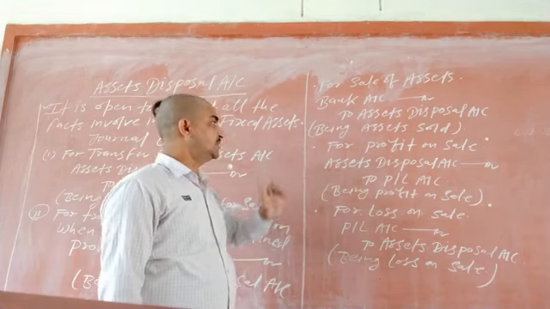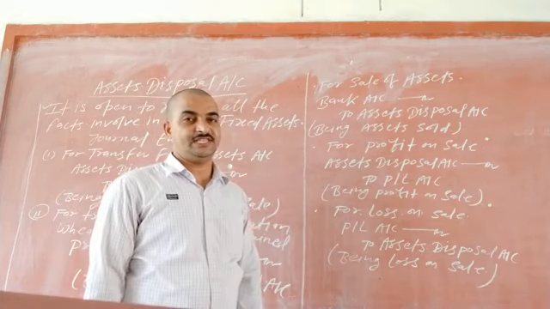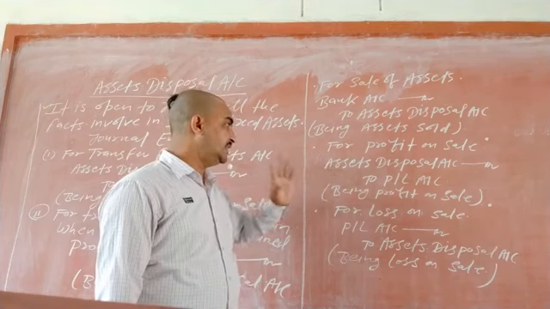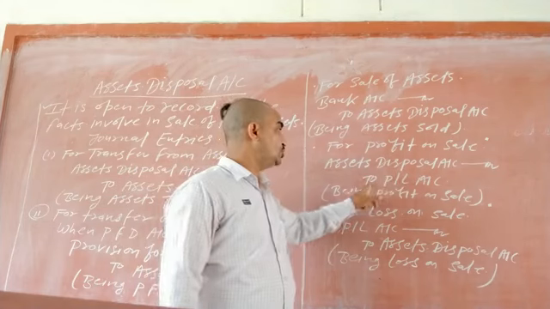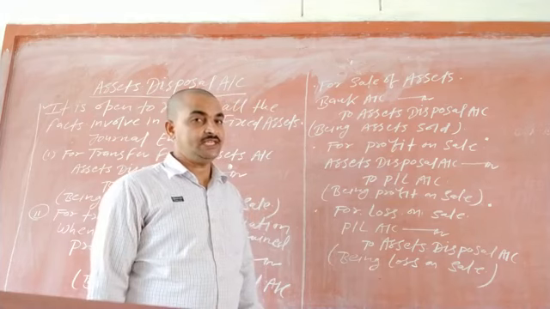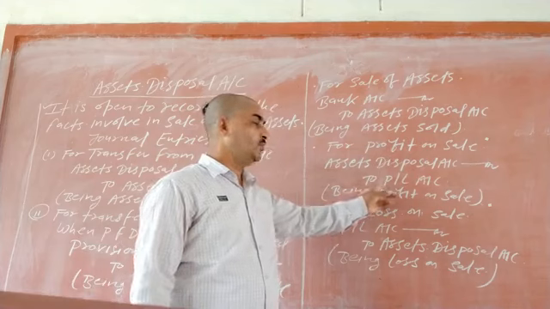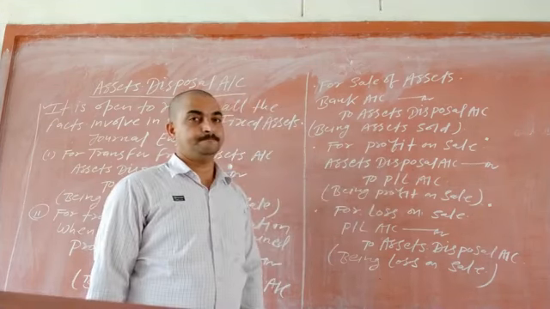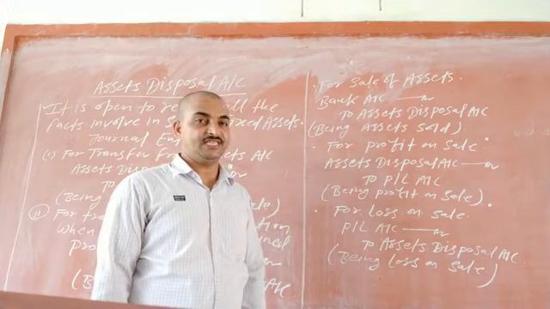Next is for profit on sale of fixed assets. For profit on sale of fixed assets, the entry is asset disposal account debit to profit and loss account. This is for profit on selling of fixed assets.